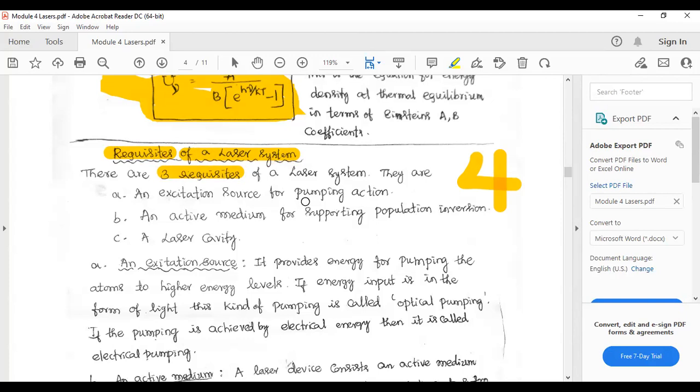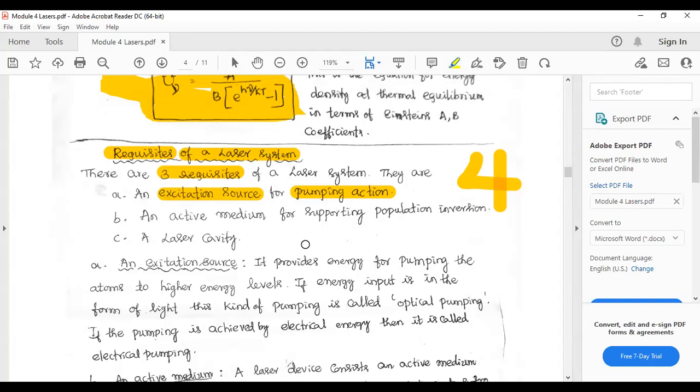The first essential component is the pumping action or pumping mechanism. You have to excite the atoms to the higher energy levels, right? To do that, you have to use one excitation source. Suppose you have a project on constructing a laser, then the first thing you have to go for is the excitation source.